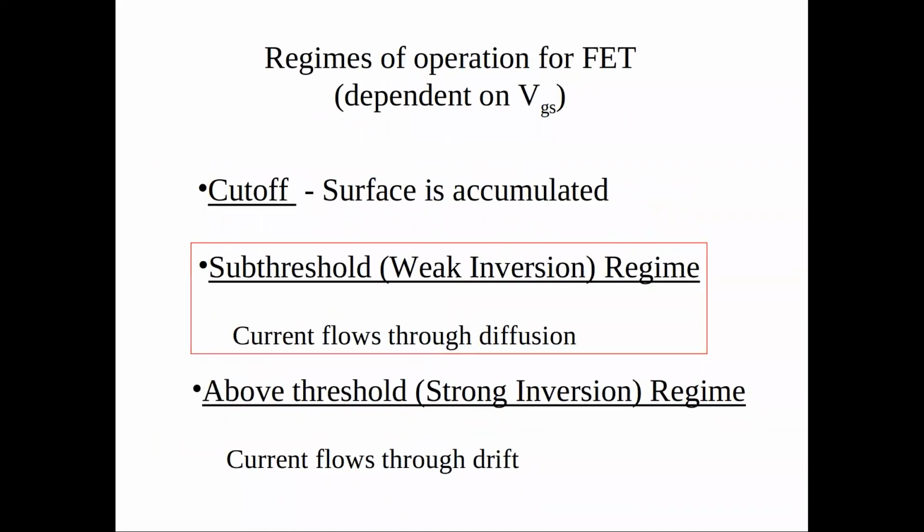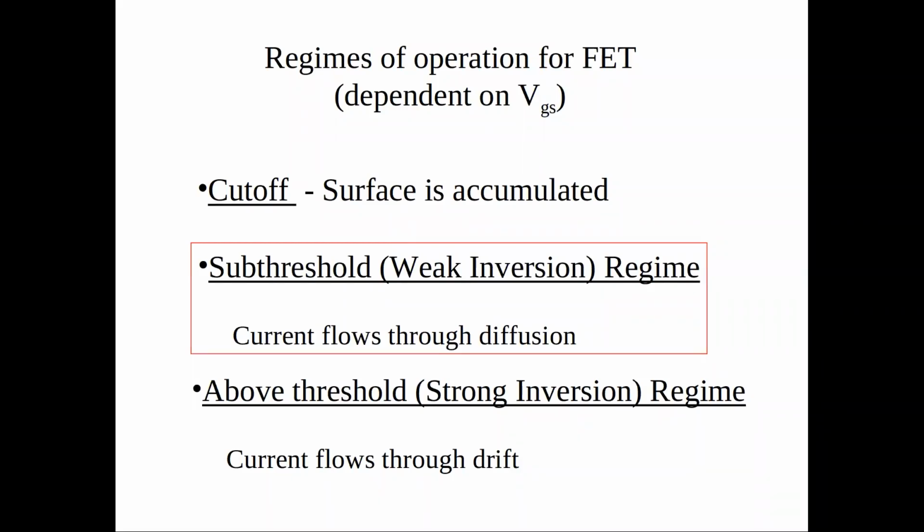So the regimes of operation of the transistors are basically these. Whenever your gate to source voltage is 0 or negative, you're in this cutoff region where the surface is accumulated. You're actually pushing away electrons even more. So in addition to not having them because there is a depletion region, you actually have even less. So you're basically really switching off the transistor.